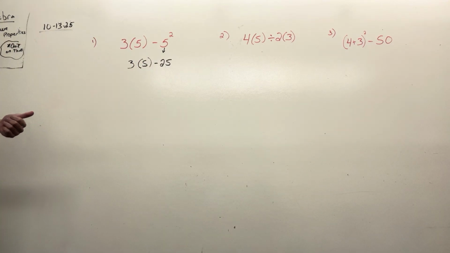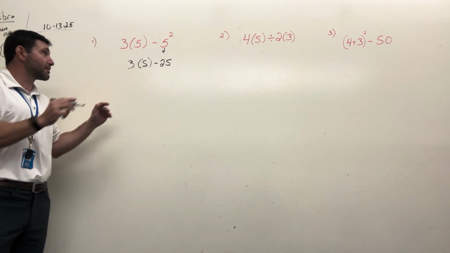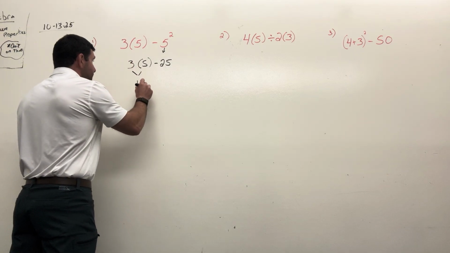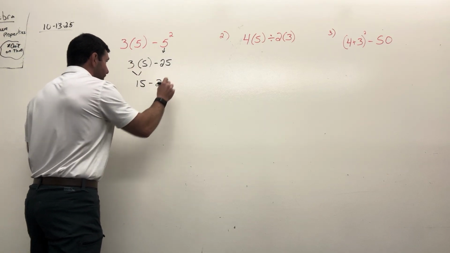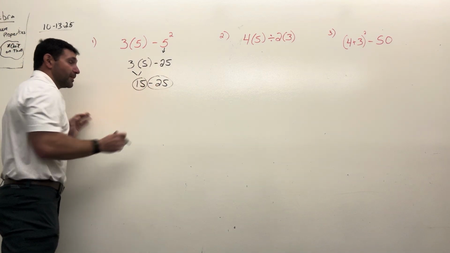Then we have to think about this. Grouping symbols, exponents, we're done. Now we multiply and divide. So we read it from left to right. 3 times 5 is 15 minus 25. Add and subtract. Well, we have a 15 minus 25.